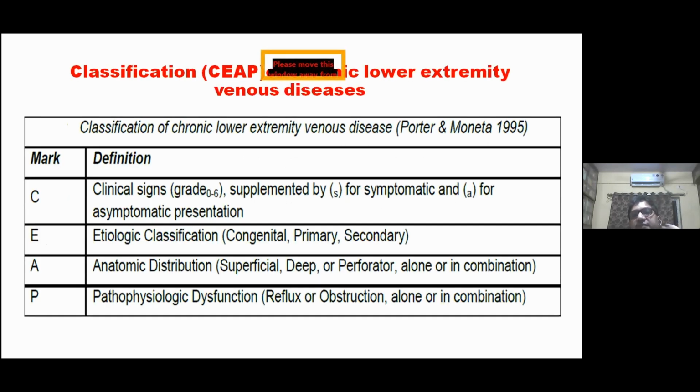Now come to classification, the CEAP classification of lower extremity venous diseases. C for clinical signs, that is grade 0 to 6, supplemented by S for symptomatic and A for asymptomatic. E for etiology classification: congenital, primary, secondary. A for anatomical distribution, that is superficial, deep or perforator, alone or in combination. And P for pathophysiologic dysfunction, reflux or obstruction, alone or in combination.